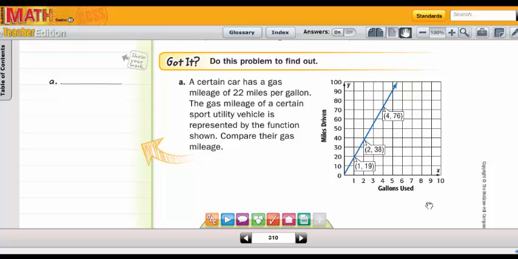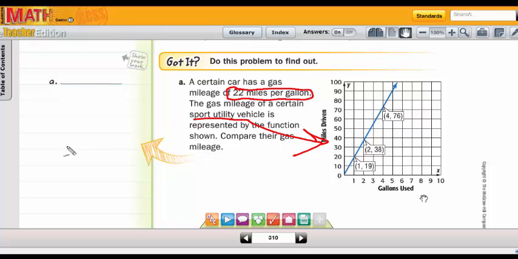Here are your solutions to Chapter 4, Lesson 5, the letter problems. For letter A, they tell us that a certain car has a gas mileage of 22 miles per gallon. So that is given right off the bat. The gas mileage of a certain sport utility vehicle is represented by the function shown. So it's over here in the table. Compare their gas mileage. So their fuel economy.